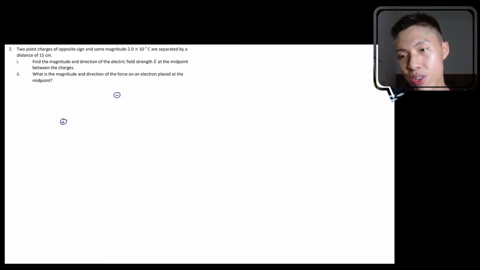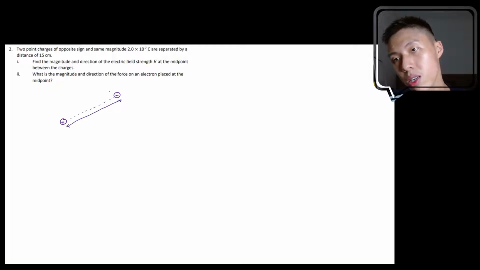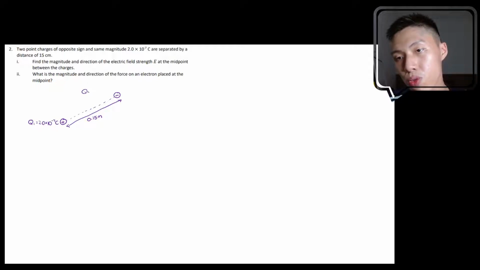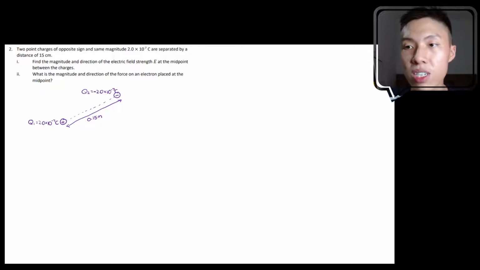Okay, so I'll draw a dotted line in between them, and the distance between them will be 15 cm, 0.15 meter. So if I call one the positive charge, let's call this one Q1. So Q1 will be 2.0 times 10 to the power negative 7 coulomb, whereas Q2 over here will be negative 2.0 times 10 to the power of negative 7 coulomb. It's important to highlight the negative over here.